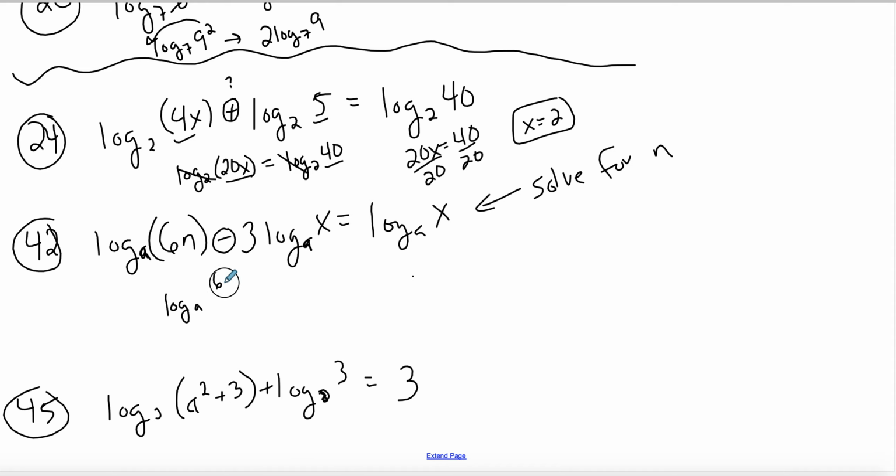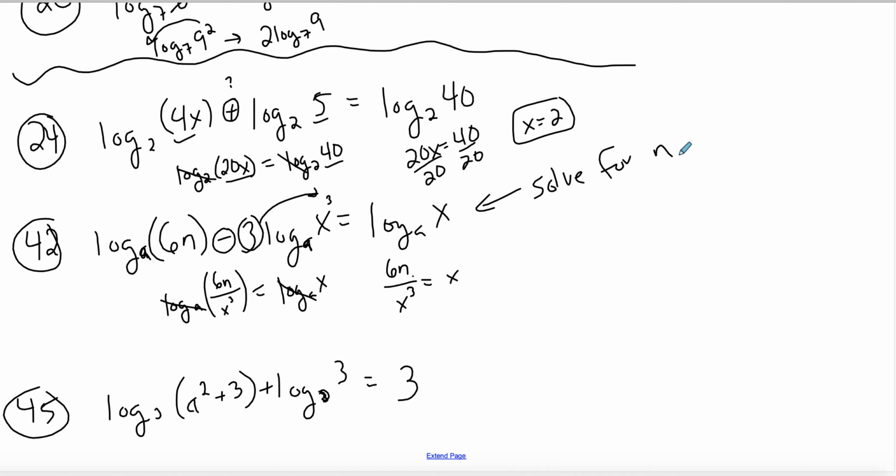Log base a of 6n divided by, and I forgot to mention this one, where should this 3 go before I condense them? I can't do this yet until this 3 is gone. That's got to go up. Numbers in front of logarithms turn into exponents. Now I can put that underneath there, and I have this logarithm on the left and this logarithm on the right. So what can I do with the logs if I have the same thing? That's right, cancel them out. And then we have this equation left.